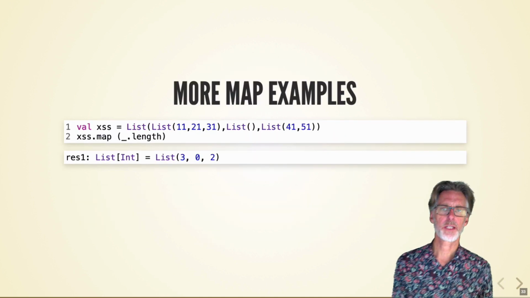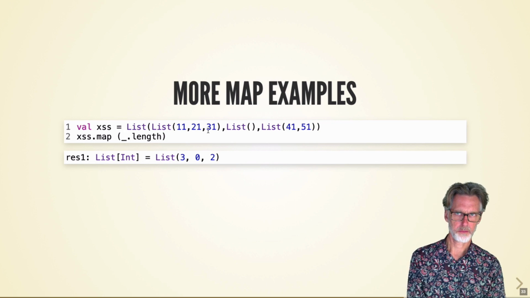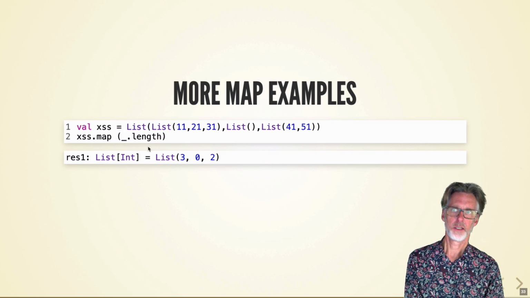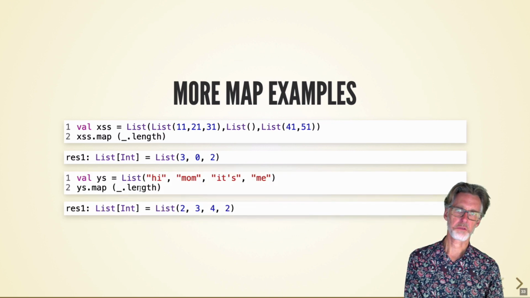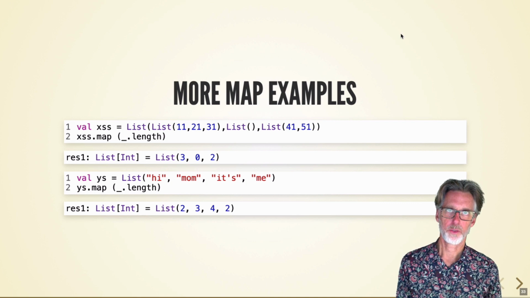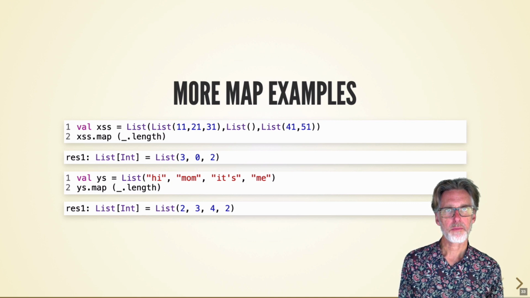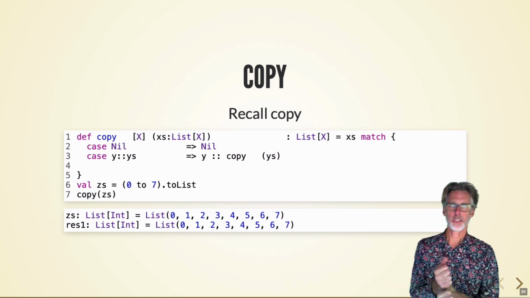So there's lots of things we can do that are interesting with map. So here we can take a list of lists and compute their lengths. Here we can take a list of strings and compute their lengths. There's no end of fun things that you can do with map. So now let's go and look at another function. We've seen FOREACH and map.